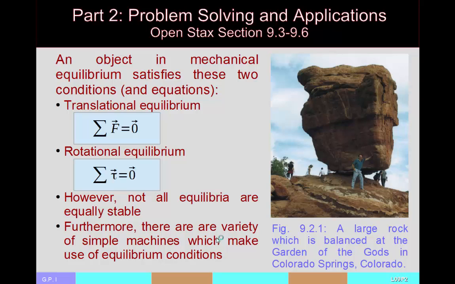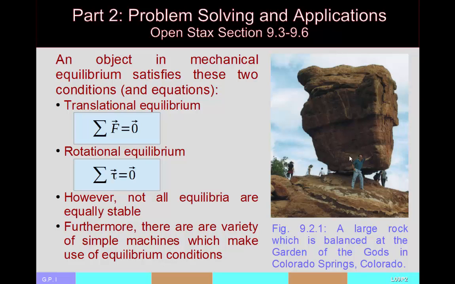The point here, though, is that not all equilibria are equally stable. And moreover, I'm going to talk a bit about a few simple machines today which make use of these two equilibrium conditions. And as a sort of opening picture, here is this giant rock in the Garden of the Gods in Colorado Springs, Colorado, which actually satisfies both of these conditions of equilibrium.